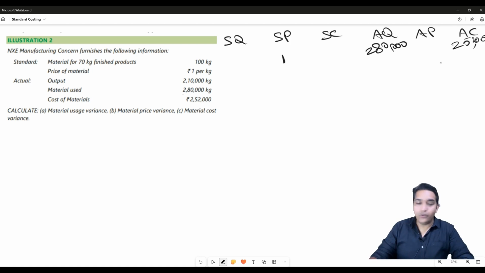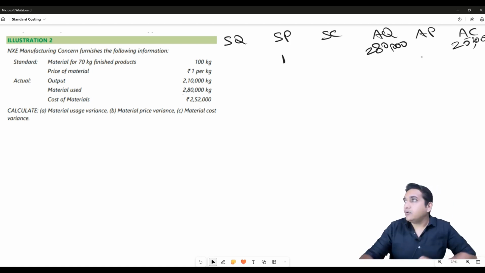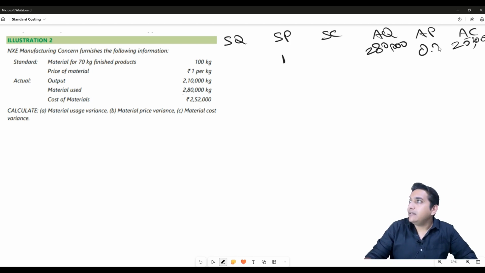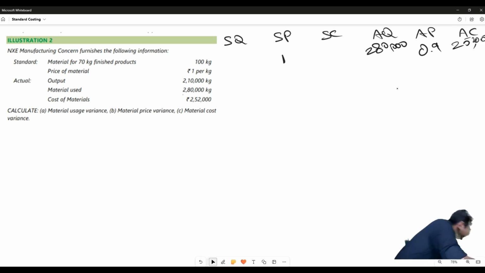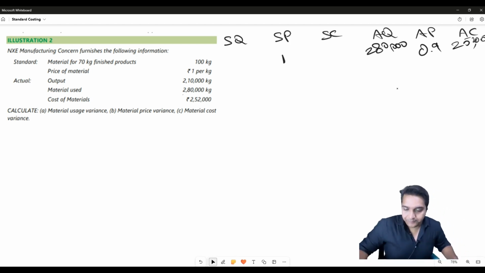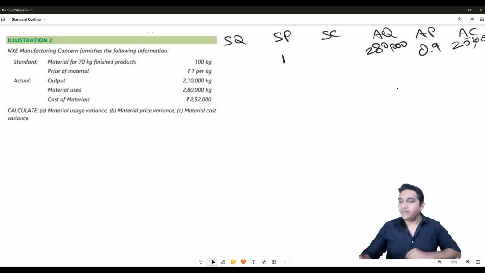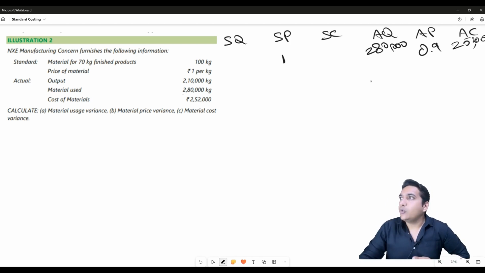Now, to compute my actual price, we would need a calculator. Well, I do remember it. It is 0.9. Now, coming to standard quantity.